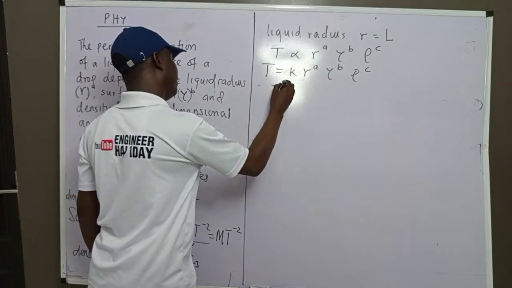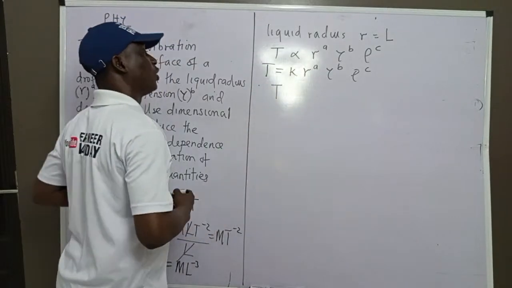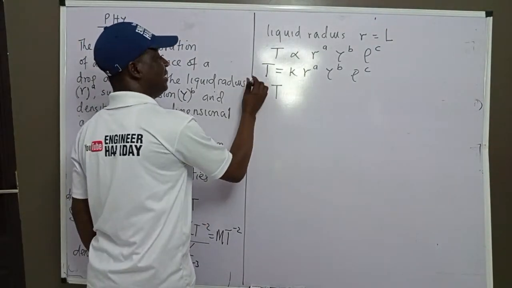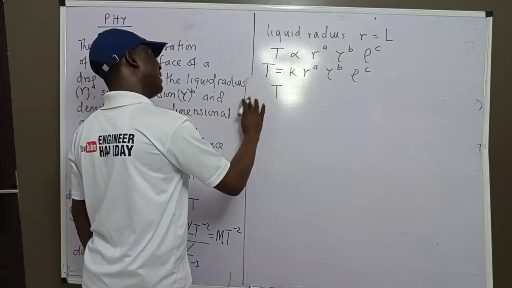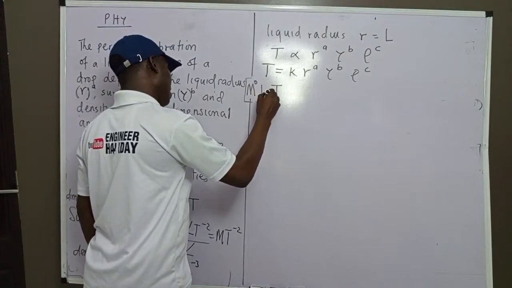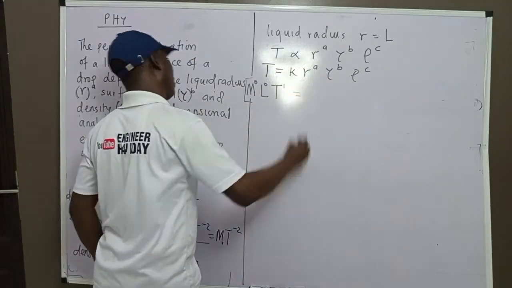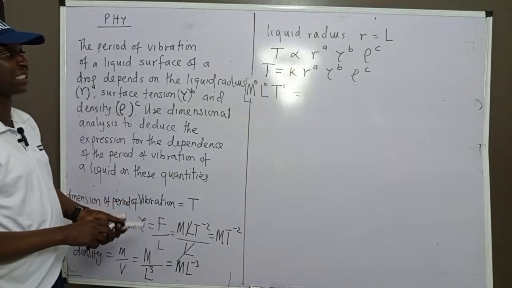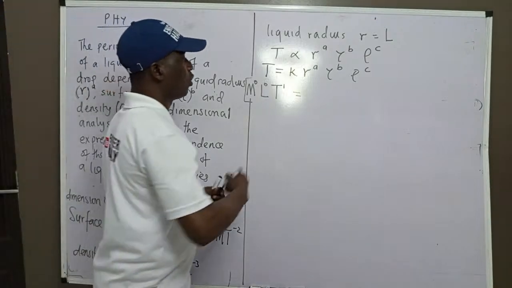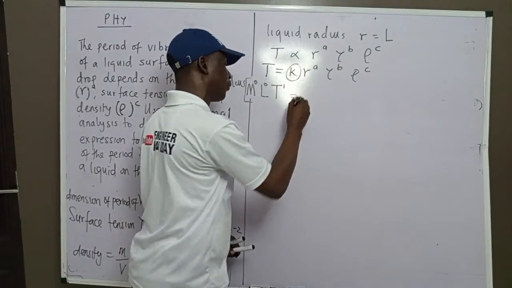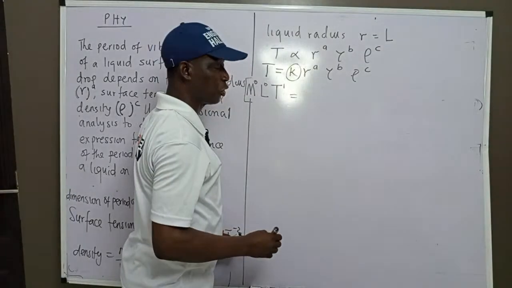The period is capital letter T. But in order to carry the other dimensions along, for comparison later, let us make this one M raised by 0, L raised by 0, and T raised by 1, which is the same as the dimension T for period. Period is the same as time. Now, we cannot talk about the constant, so throw away the constant because dimension does not make provision for it. That is one of the limitations of dimension.